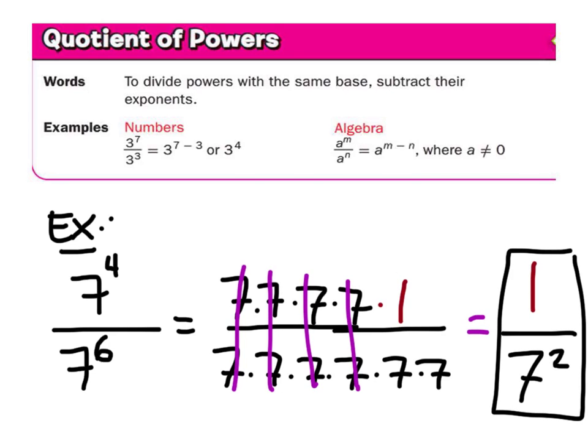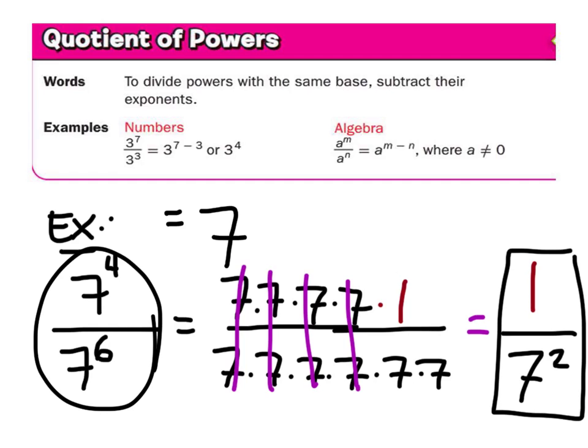All right, on this one, what's my base value for these two? 7. What's my numerator's exponent? 6. Oh, that's the denominator. What's the denominator's exponent? 6. Just subtract these. I have 7 to the power of... 2. It's negative 2, okay?